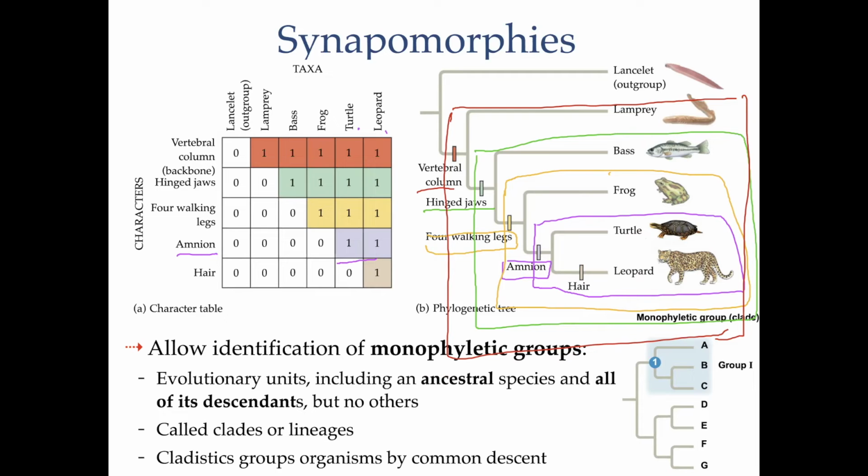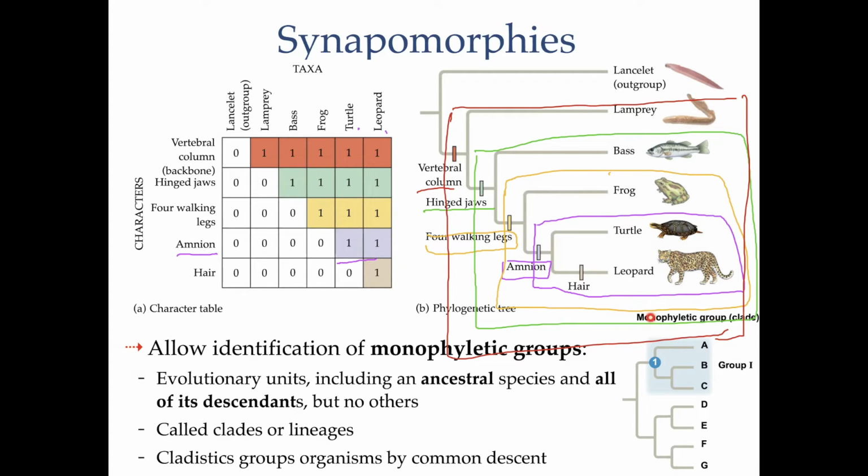So it includes the common ancestor and all the descendants of that common ancestor. The same thing we have here for this common ancestor, between frog, turtle, and leopard. Why is this a monophyletic group? Because walking legs, which is the synapomorphy, is present in the common ancestor and all the descendants of this ancestor. Frog, turtle, and leopard are all descendants of this ancestor here.